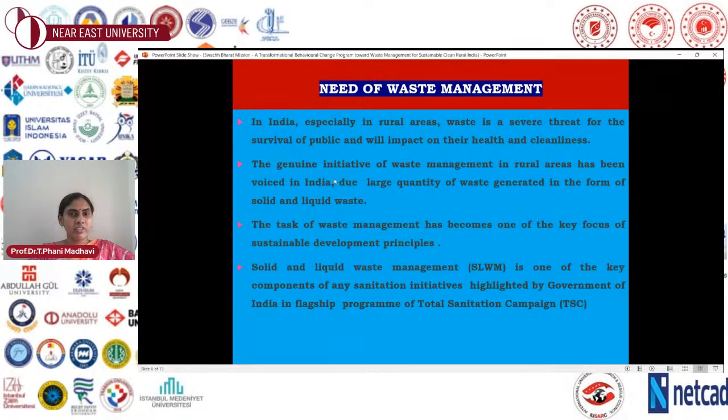Solid and liquid waste management is one of the key components of any sanitation initiative, which is highlighted by the Government of India under the flagship program of the Total Sanitation Campaign. If we do not properly manage the waste, it will completely spoil the healthy life of people, which will adversely impact the survival of human beings on planet Earth. That's why there is a need to properly manage the waste by implementing proper waste management methods.